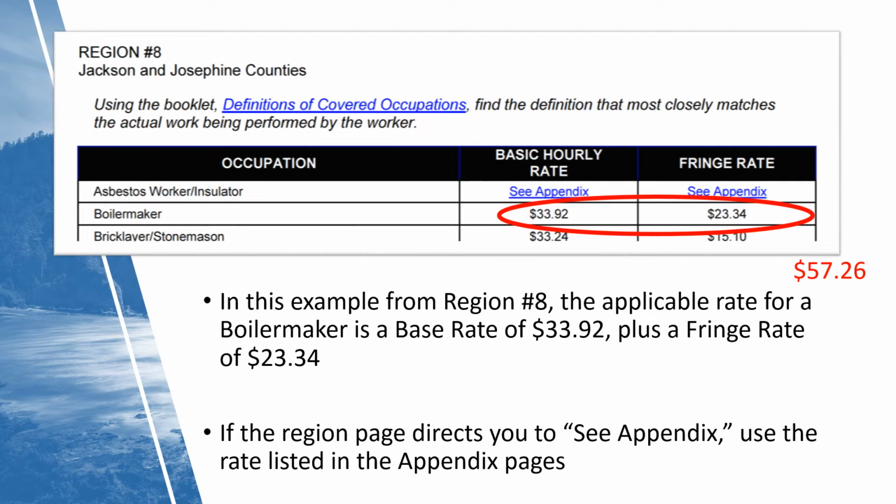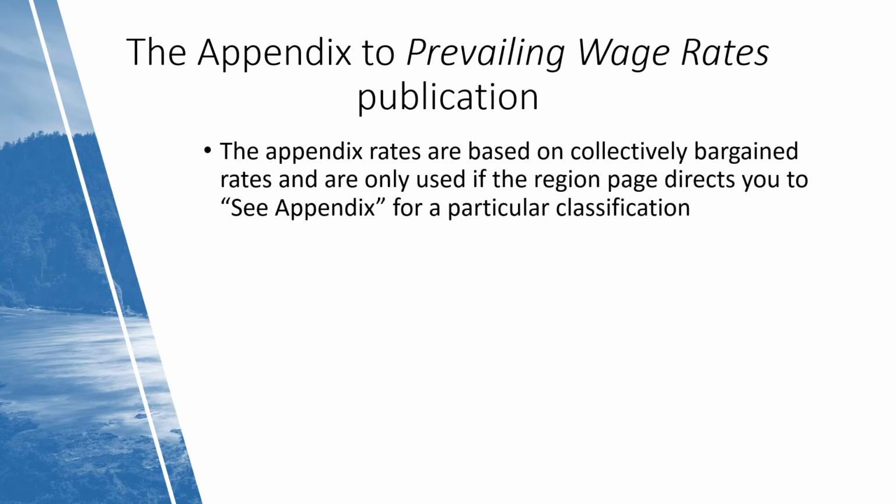Before we get to that, we'll learn when and how to use the rate book's appendix. So, what do you do if the occupation directs you to See Appendix? If that's the case, you'll find the appendix located in the back of each rate book. The appendix rates are based on the collectively bargained rates and are used only when the region list instructs you to See Appendix. Remember, first make sure the region rate doesn't apply before turning to the appendix.